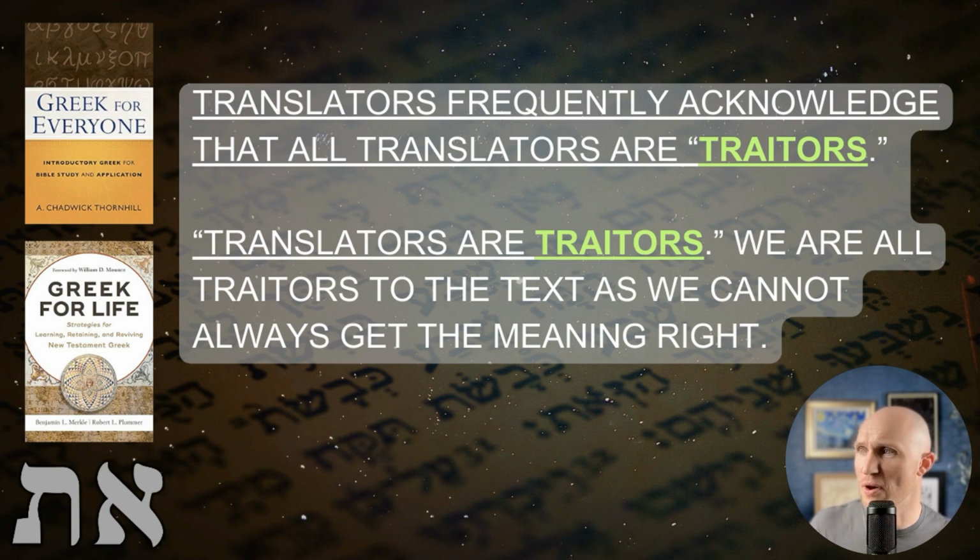But this is what Greek for Everyone says. Translators frequently acknowledge that all translators are traitors. And then Greek for Life states essentially the same thing. It states, "Translators are traitors. We are all traitors to the text as we cannot always get the meaning right."